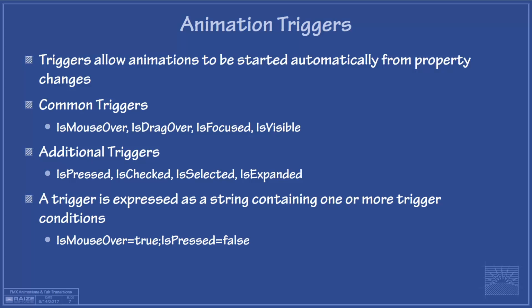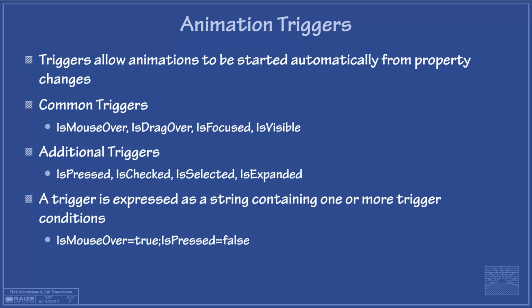So all of the base visual controls that you can have will have these triggers available, which we can then respond to. There are additional triggers based on the control type. For example, button controls, things that are clickable, have an is pressed trigger, checkboxes have is checked, etc. We specify a trigger by defining a string that contains one or more trigger conditions.